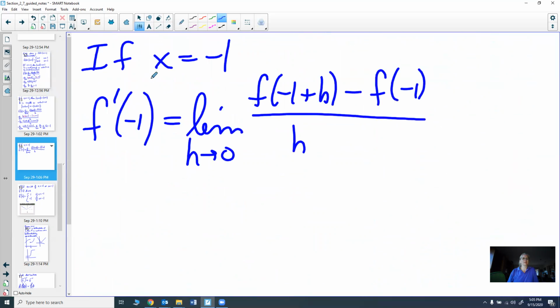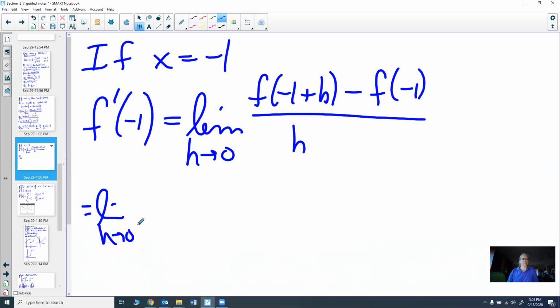So let's look at what happens if actually x equals -1. Let's actually look at that case there. That would be the limit as h goes to 0 of f of -1 plus h minus f of -1 all over h. Again, this is that notation of f prime of -1.